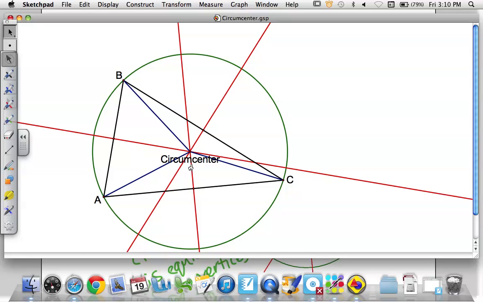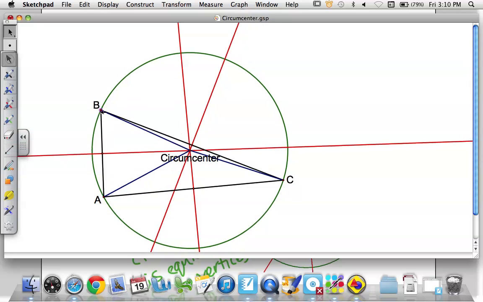Here I did the same deal. I constructed the perpendicular bisectors of the sides in red. I found the circumcenter where they intersected. I put segments in blue to every vertex. We know those blue segments are congruent. They also end up being the radius of that circle that hits every vertex. So I made a circle that hits vertices A, B, and C.